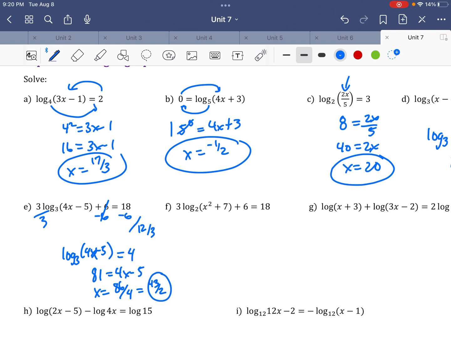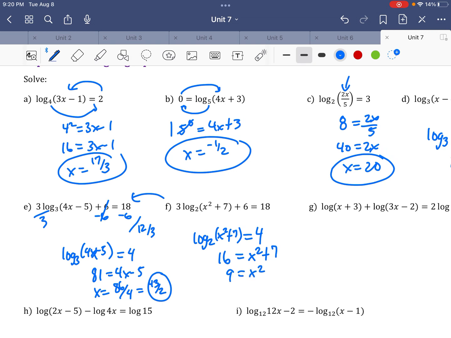All right, so here we go. I'm going to take away 6 again, divide by 3. So I pretty much have the same problem as earlier, so I'm going to get a 4. But this time I have log base 2 of x squared plus 7, right? Because it's the same steps as basically this one. Take away 6 and divide by 3. All right, so 2 to the 4th. Well, 2 to the 4th is 16. So 16 has to equal x squared plus 7.